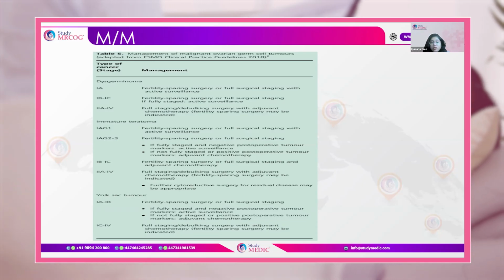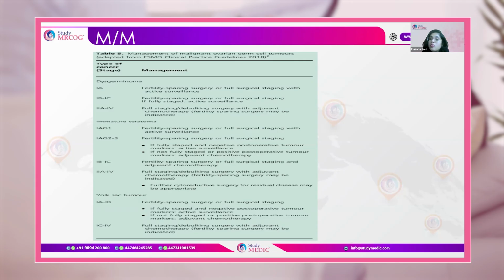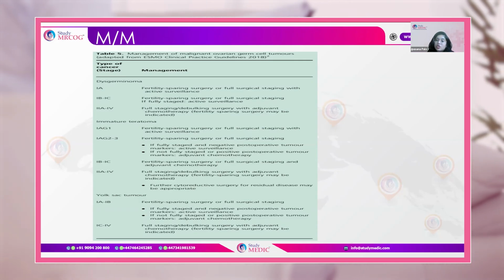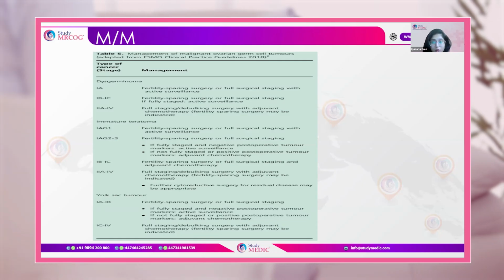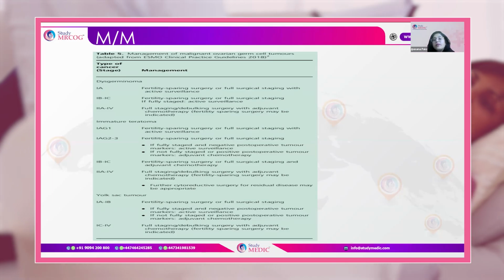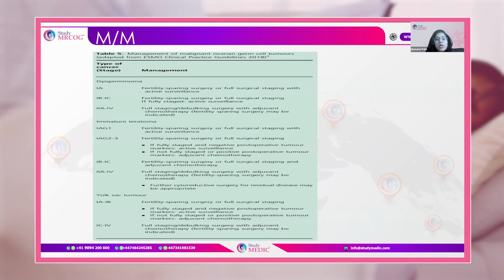even in stage 1A. So please remember, in dysgerminoma, the entire stage 1, you can avoid chemotherapy. In immature teratoma, 1A grade 1, you can avoid chemotherapy. In York-Sac tumor, for all the stages almost, we need to give chemotherapy.